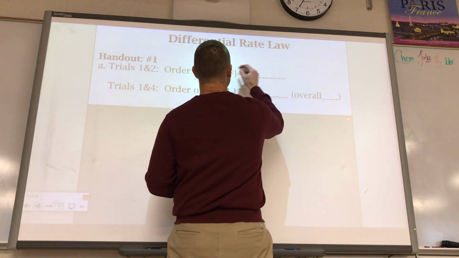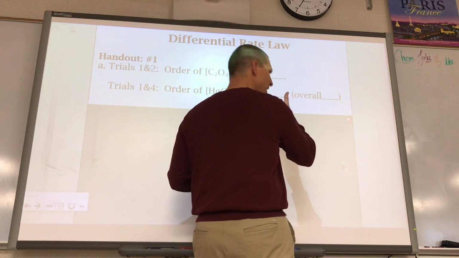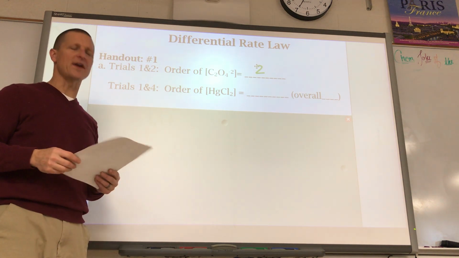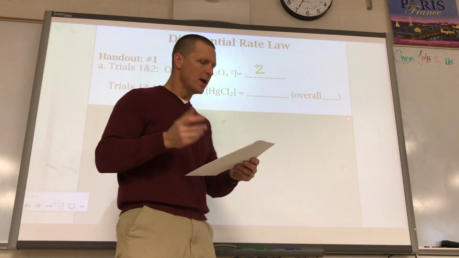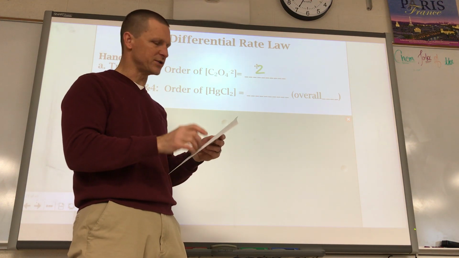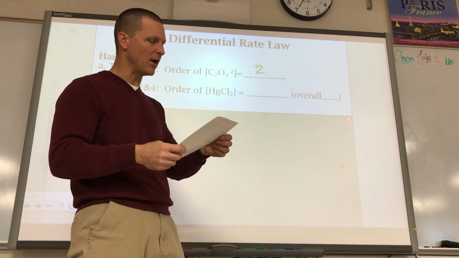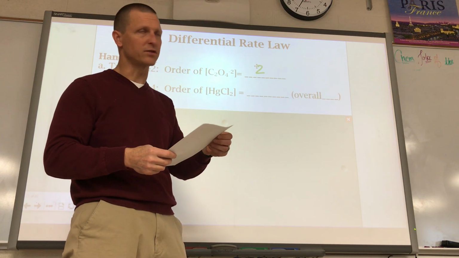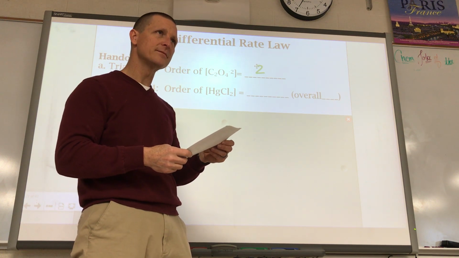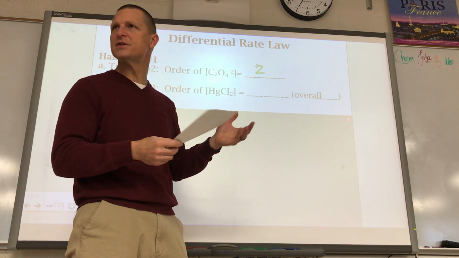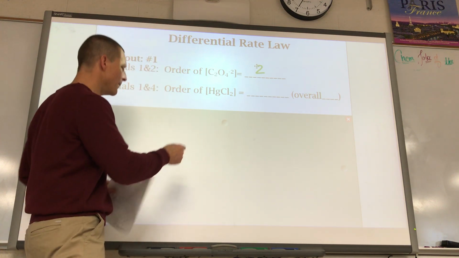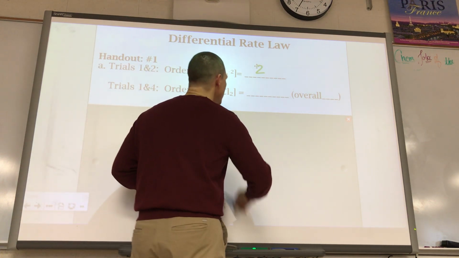Okay, so the oxalate we decided is second order because when we doubled its concentration it caused the rate to quadruple. And I chose trials 1 and 4 to find the order of HgCl2 because the concentration of oxalate is staying the same from trial 1 to trial 4. I'm ignoring 2 and 3 altogether right now. And notice the HgCl2 is doubling. It's going from 0.1 to 0.2. When the HgCl2 doubles, what happens to the rate? It doubles as well. It goes from 1.3 to 2.6 times 10 to the negative 7. So that tells us that HgCl2 is first order.